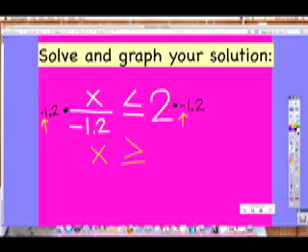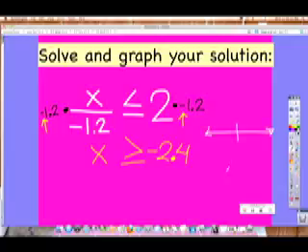Okay, let's graph it real quick. Okay, so get your number line going. Guys, what goes in the middle of this number line? Okay, -2.4 in the middle. What goes below it? Good job. What goes above it? Good job, guys. Okay, open or close circle on this one?